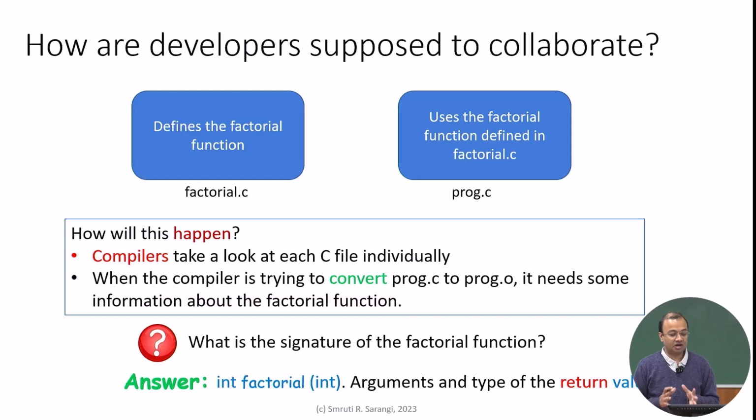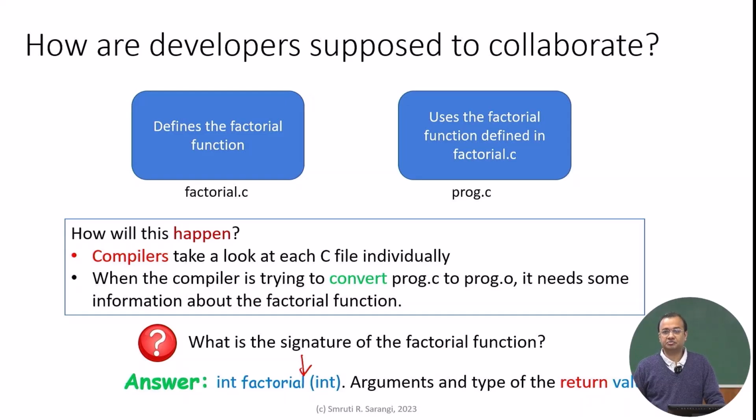So the question is, how are developers supposed to collaborate in the case that proc.c is using the factorial function and factorial.c is defining the factorial function? As we have said, compilers will take a look at every C file individually. Proc.c, which is the user, needs to only have the signature, and the signature in this case is int factorial(int). You don't need variable names because you just need the signature.